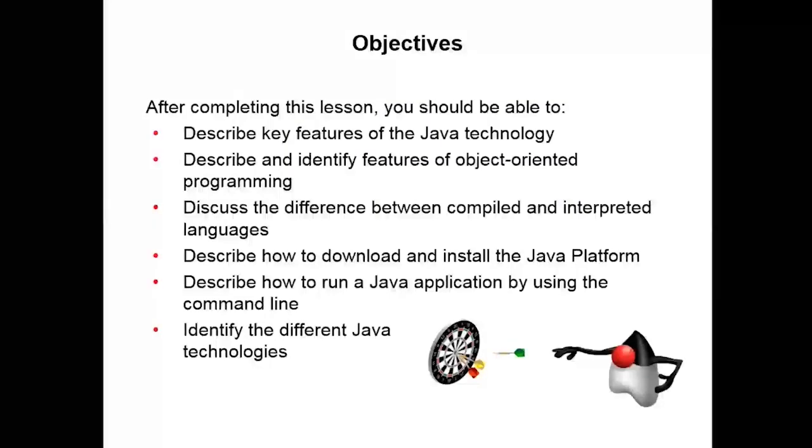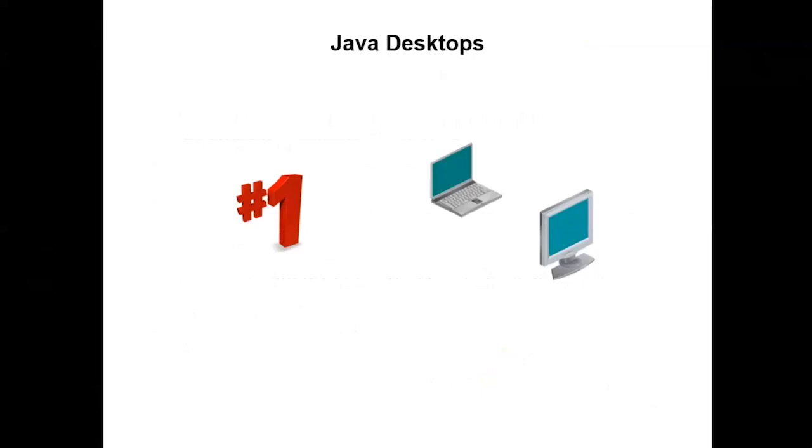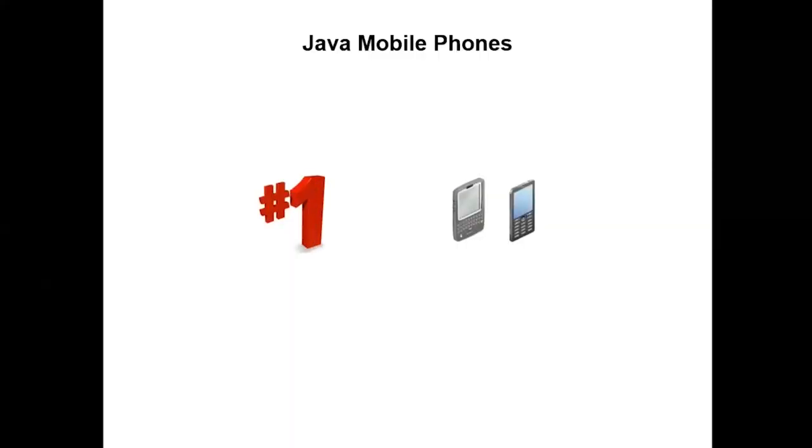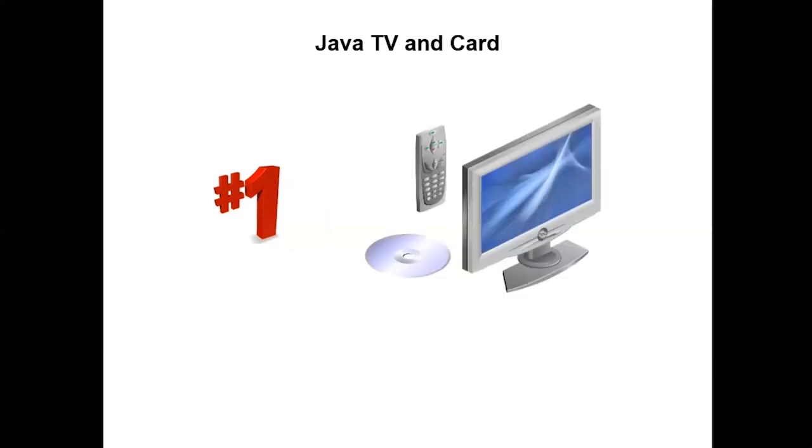Why? Because in desktop-related programming, you'll find that 1.1 billion desktops run Java. 930 million JRE downloads a year. That is a very old history they've given, right? 9.5 million JDK downloads a year. This is old history, but what I want to say is that the mobile phone that I use today, you'll find Java there.